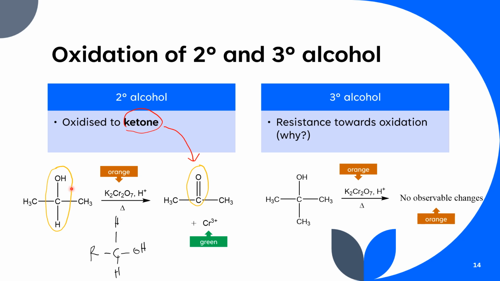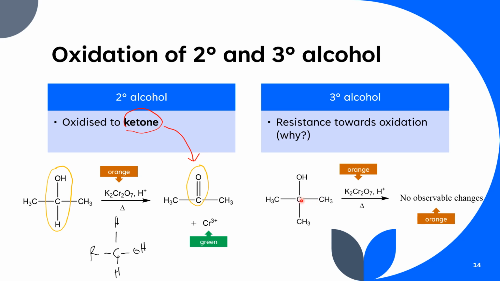And same thing goes to secondary alcohol. Okay, so this carbon yang ada OH masih ada satu hydrogen di sini. Maka this part is able to undergo oxidation to become ketone product. Sementara untuk tertiary alcohol, can you observe any hydrogen yang directly bonded to this carbon? Yeah, the answer is no. Okay, kita ada 3 metal dekat sini, or 3 R group dekat sini. Okay, there's no hydrogen atom yang directly bonded to this carbon.